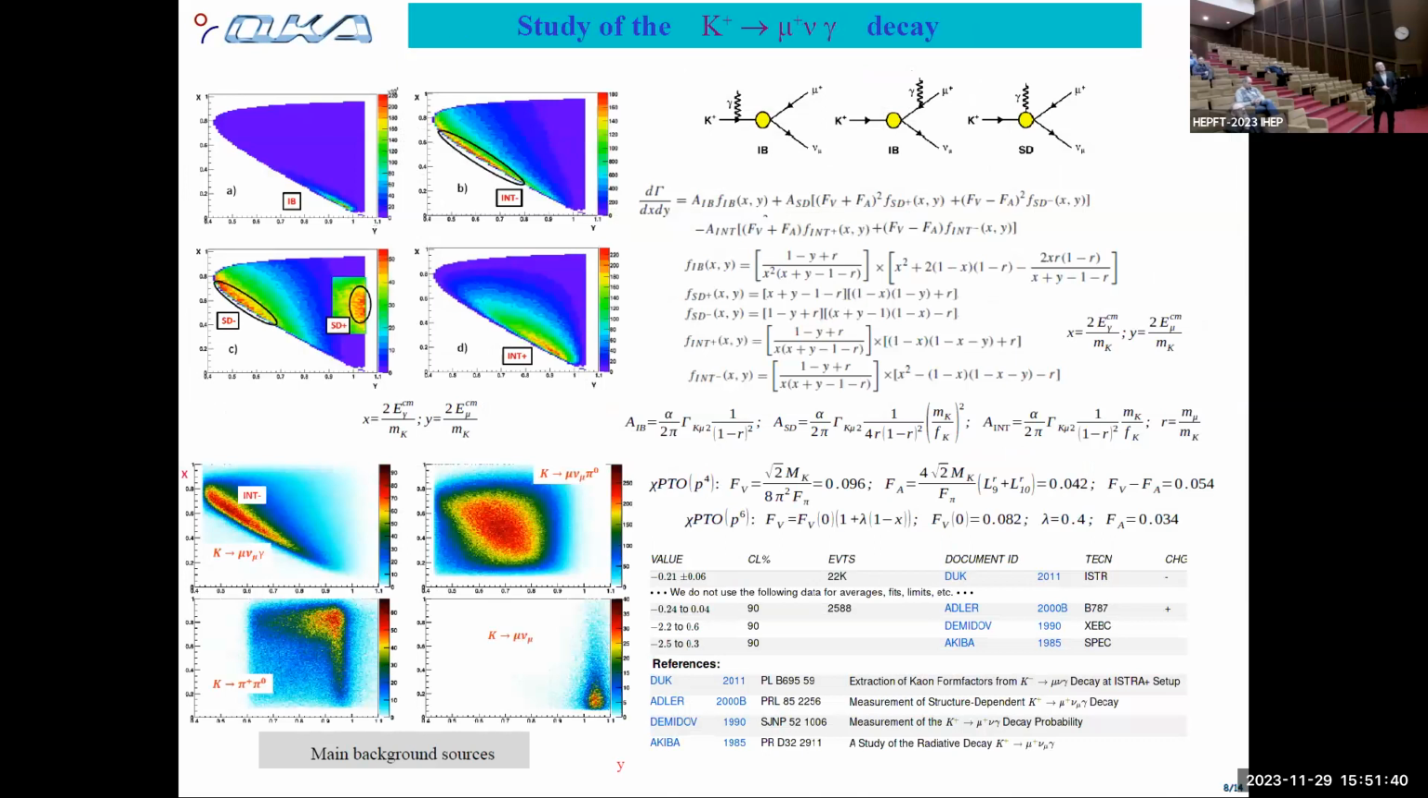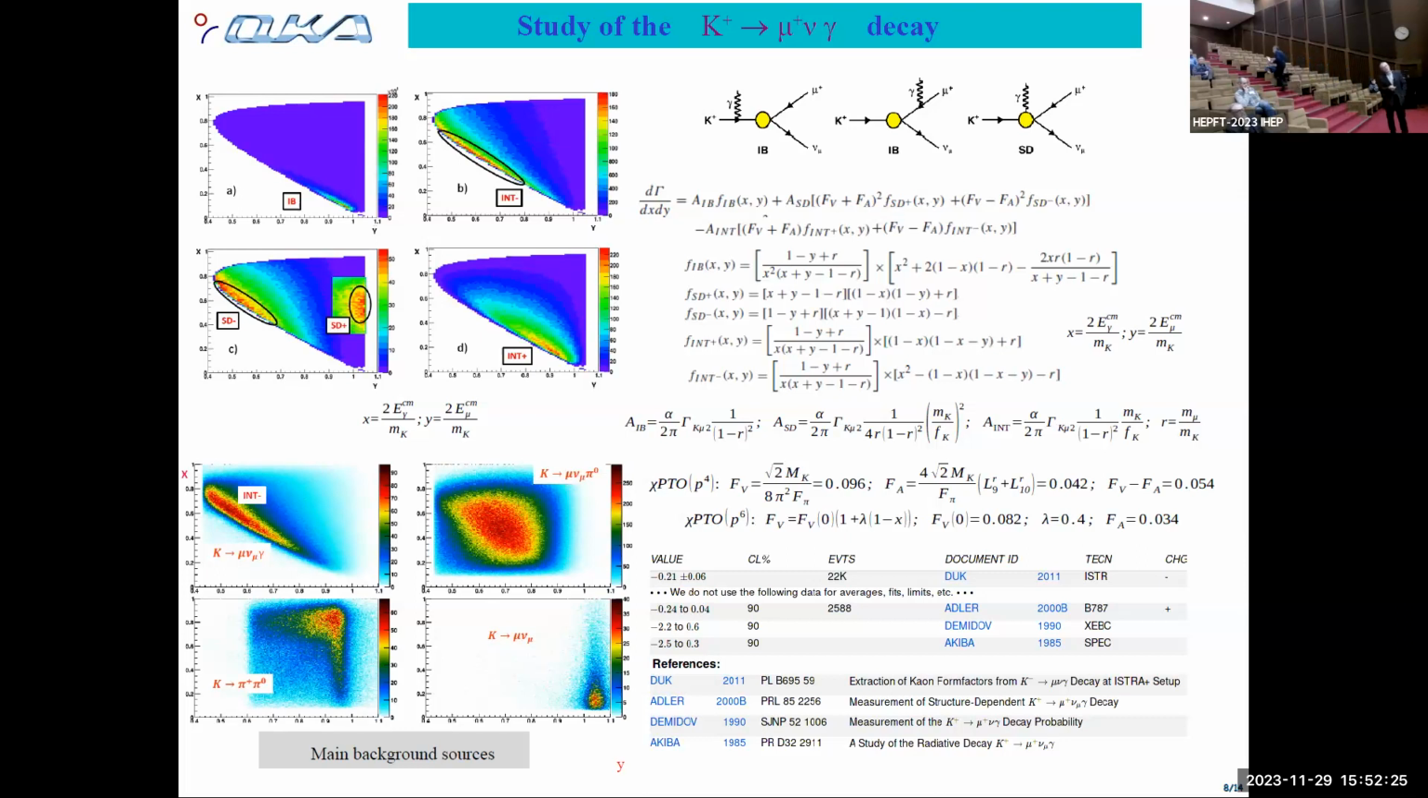Another topic is devoted to the study of radiative K mu2 decay. The story here is that when you study radiative decays, you always face two types of diagrams. The first one is so-called internal Bremsstrahlung, when the photon is emitted by a charged particle in the initial or final state. And another one is so-called structure-dependent diagrams, when the photon is emitted by some virtual particles in the decay.